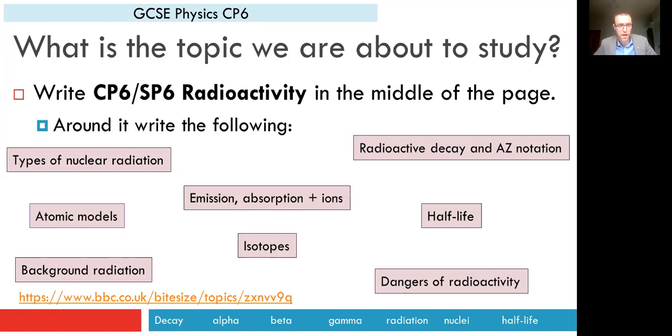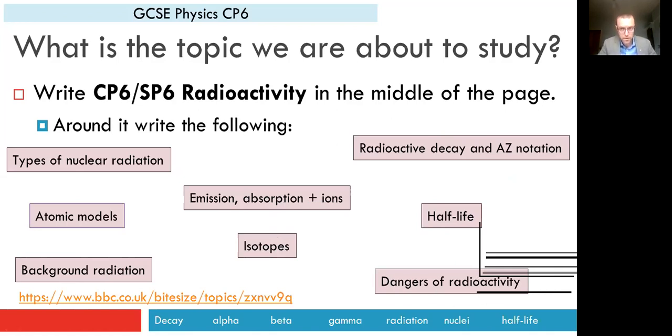Around the outside of the page, I'd like you to write the following titles, subtitles. Types of nuclear radiation, atomic models, background radiation, emission, absorption, and ions, isotopes, radioactive decay and AZ notation, half-life, and dangers of radioactivity.